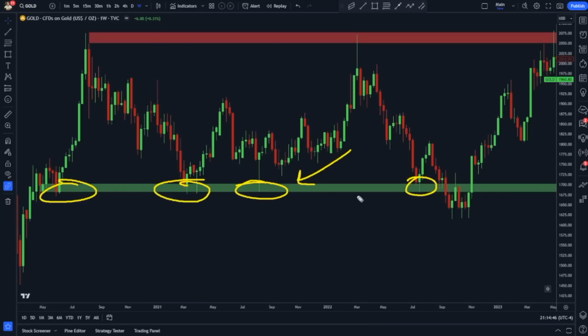Though it is even too slow moving for me personally, I think the weekly chart starts to get into more longer term trading and even the investing side of things. So that's where I'm at with all the different time frames.